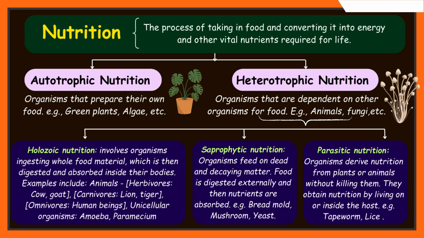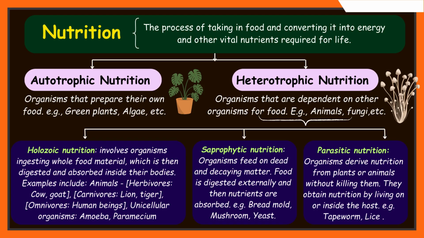Holozoic nutrition involves organisms ingesting whole food material, which is then digested and absorbed inside their bodies. Examples include animals: herbivores, cow, goat; carnivores, lion, tiger; omnivores, human beings; unicellular organisms, amoeba, paramecium.